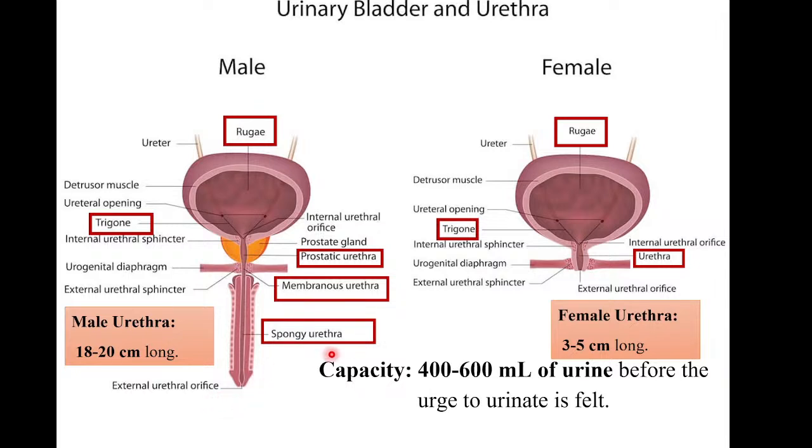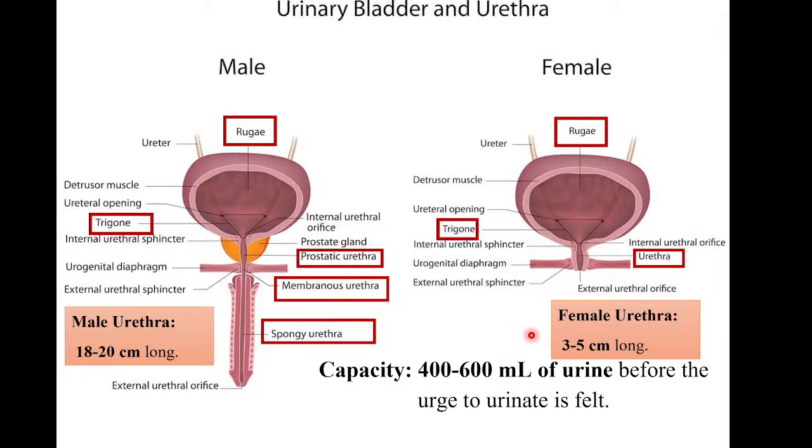If you see the female urethra, it is a little bit short compared to the male. It is about 3 to 5 centimeters in length, and because of the short urethra, females have a higher chance of getting urinary tract infections.